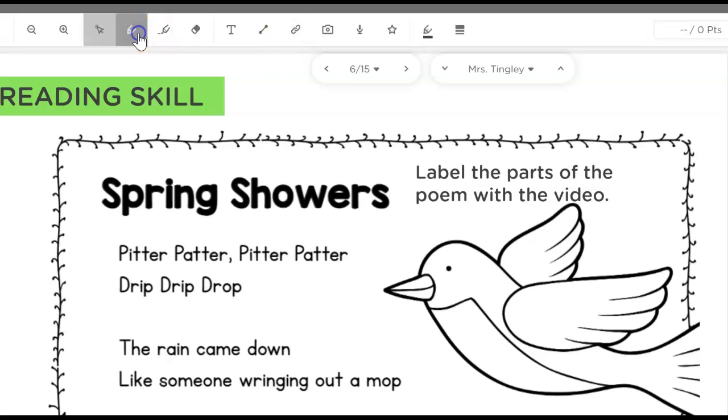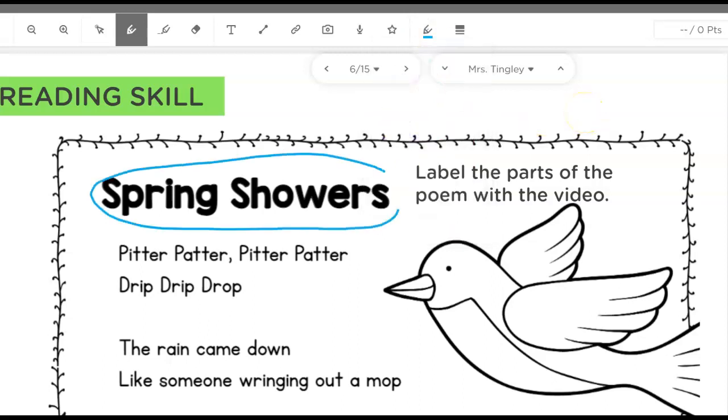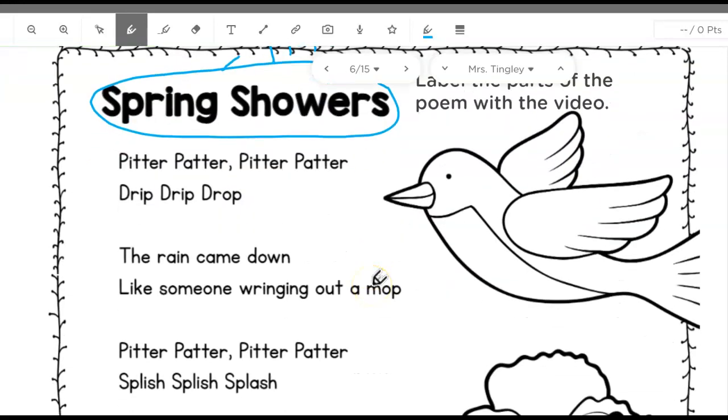The first part we're going to label is the title. Find your favorite color, and I want you to circle the title. We'll draw a line and write title. The title tells us what the poem is going to be about. Now I want you to grab your highlighting tool. I'm going to highlight this very first line. Now grab a different color, make sure it's the same one, and that is a line.